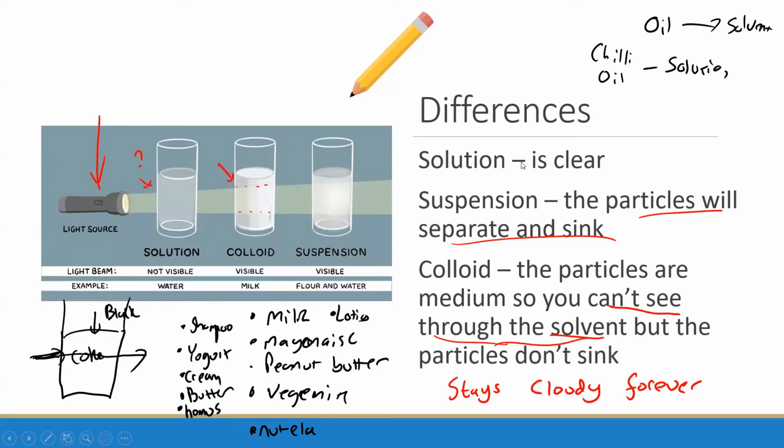So let's go look. A solution is clear. You can see through it easily. A suspension has particles that will sink to the bottom, so it's sort of clear at the end, but not at the start. A colloid is never clear. You cannot see through it, and if you shine a light through it, you will see the light show up. The particles don't sink. So now we've talked about the differences in words, let's look at the differences in pictures.